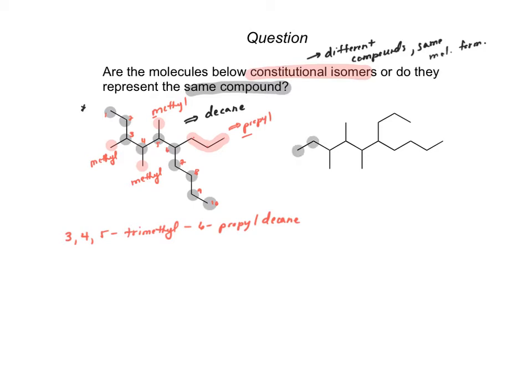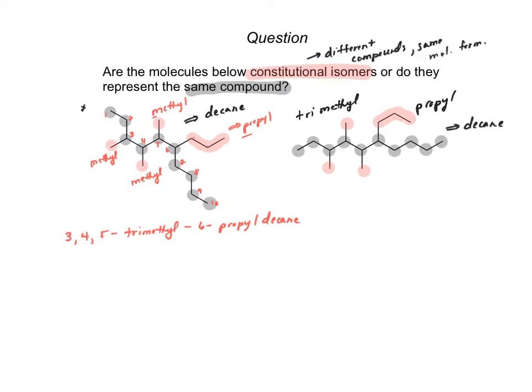If we look for their parent chain here, the longest chain is 1, 2, 3, 4, 5, 6, 7, 8, 9, 10. So again, we have a decane. If we look for our substituents, we've got a methyl, a methyl, a methyl, and again we've got a propyl group. So we've got 3 methyls, another trimethyl, and a propyl.